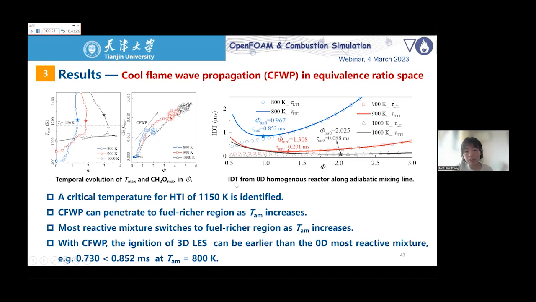We calculate the ignition delay time along the adiabatic mixing line. We find that the most reactive mixture switches to the fuel richer region when the ambient temperature increases. With the cool flame wave propagation, we found the ignition of the 3D LES can be earlier than the 0D most reactive mixture. The reasons will be explained later.